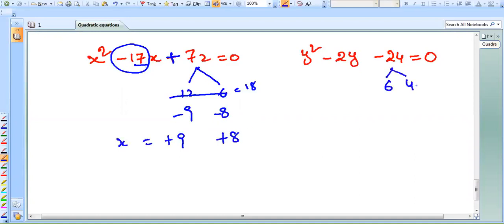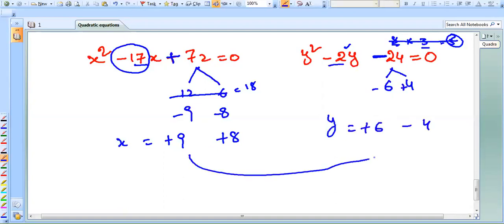Here 6 4s are 24. Why are you not taking 8 threes, sir? Because if I take 8 and 3, 8 3 తీసుకున్నాం అనుకోండమ్మా, డిఫరెన్స్ తీసుకోండి. ఎందుకు డిఫరెన్స్ సార్? బికాస్ ఇది మైనస్ అండి. 8 కి 3 కి డిఫరెన్స్ ఎంత అండి? 5. ఇది 5 కాదు కదా. So this is not correct. 6 4s are 24. 6 కి 4 కి డిఫరెన్స్ ఇస్తే 2. But what you require is minus 2 here, minus 6 plus 4. Then y value will be plus 6 minus 4.